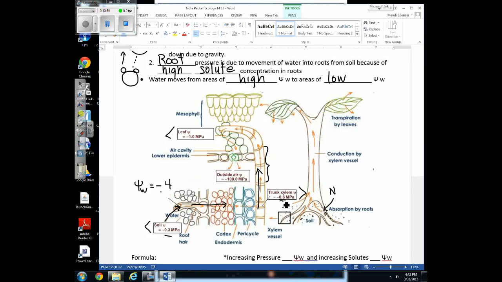When you get up here to the leaf, we've got a leaf here. The leaf has even lower water potential, and then when you look at the outside air, outside of the stomata, and here's actually a picture of what the stomata looks like, this lower water potential causes water to move out of the leaf through the stomata and into the atmosphere.